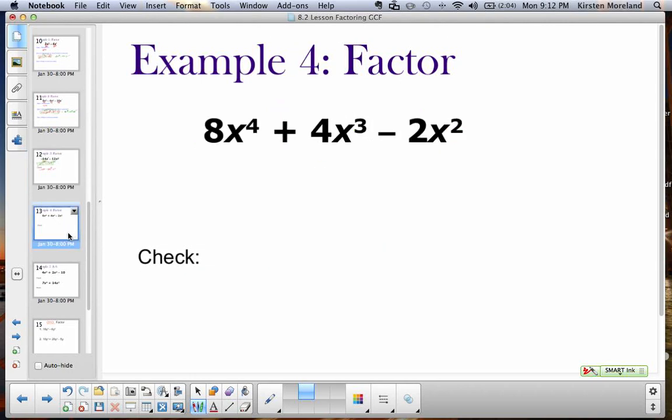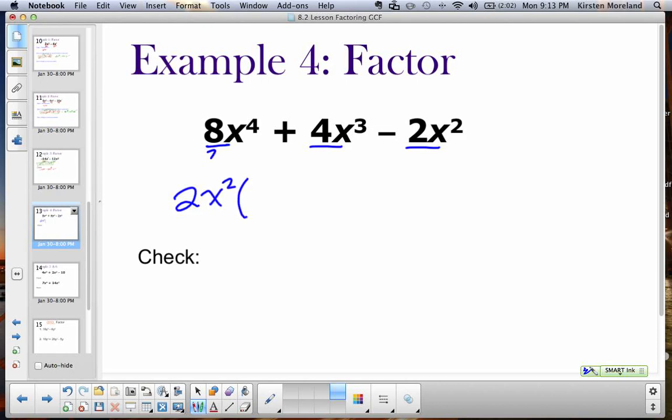All right, pause the video and see if you can do this one on your own. So I have an 8x to the fourth, a 4x cubed, and a 2x squared. 8, 4, and 2 are all only divisible by 2. A fourth, a third, and a squared leaves me the smallest one I can pull out, which is x squared.